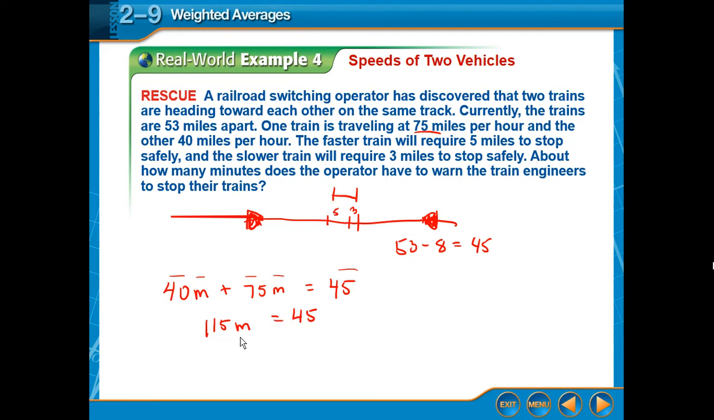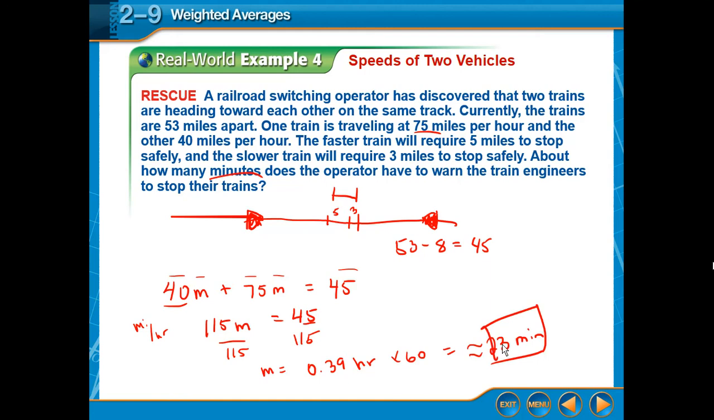And then we want to get m by itself. So divide by 115. And we get m equals 0.39. But this is in hours because these are measured here in miles per hour. So that means our answer is in hours, but we want to know how many minutes. So to get from hours to minutes, we're just going to multiply by 60. When we do that, we get about 23 minutes. So he has 23 minutes to warn them to stop their trains so they each can stop.